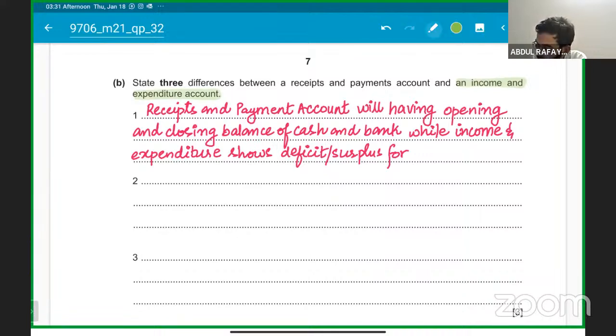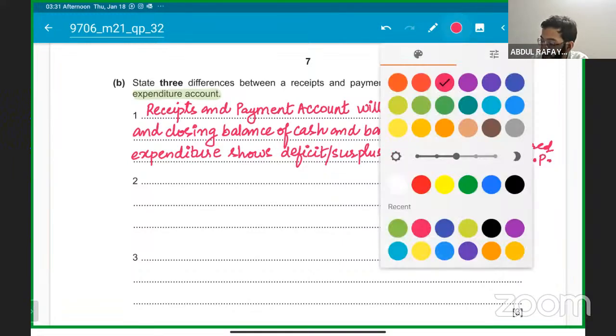Is everyone following? So the income and expenditure deficit or surplus for the year is to be transferred to the accumulated fund, to be transferred to the statement of financial position, transferred to SOFP. Clear with me, students? ठीक है, तो ये एक पूरा पॉइंट आपने प्रॉपर्ली लिखना है so that you get full marks. Okay, what's the next point I can write?